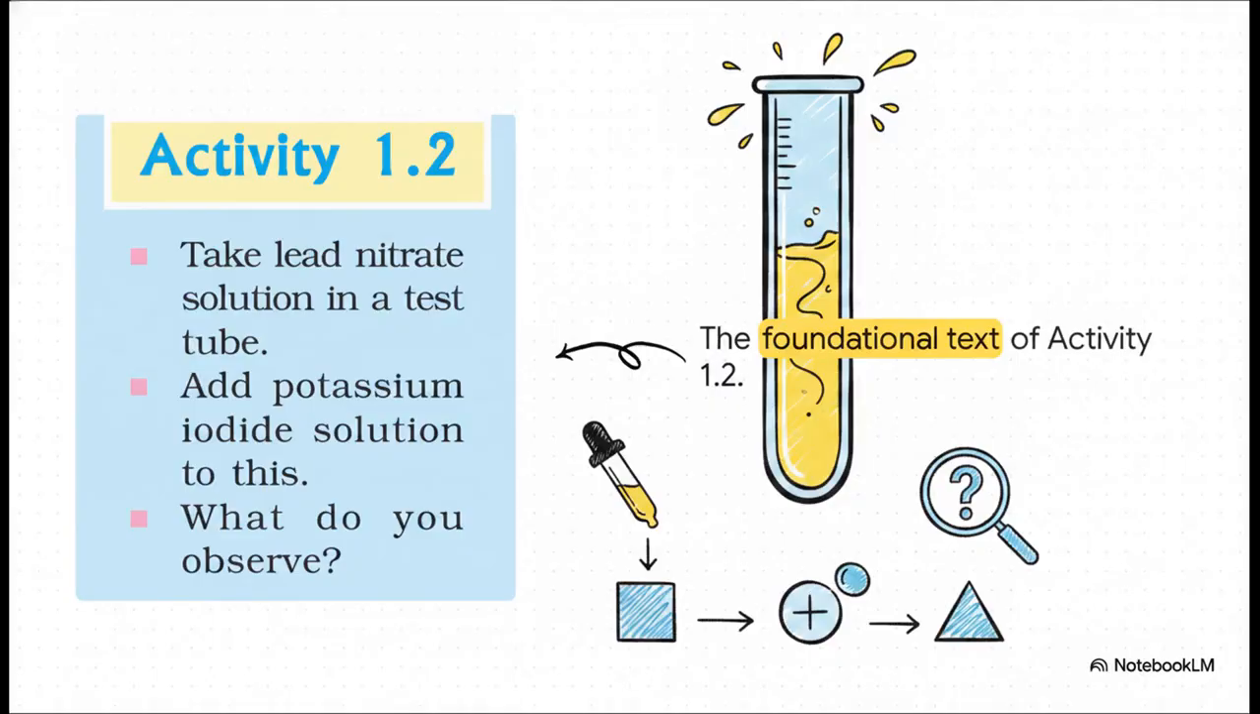Take a look at the foundational text of Activity 1.2. Notice how incredibly brief this thing is? It's definitely not giving us long, rambling paragraphs of background theory. Actually, it's giving us exactly 3 distinct bullet points: a setup, an action, and a question. That is literally the entirety of the text. But hey, we're not just going to skim past this. We are going to meticulously unpack every single one of these 3 bullets to figure out exactly what this elegant little experiment is asking us to do and why it's structured this way in the first place.